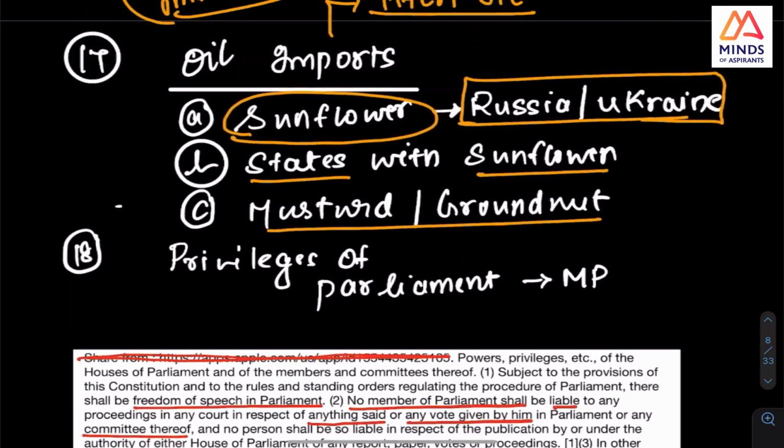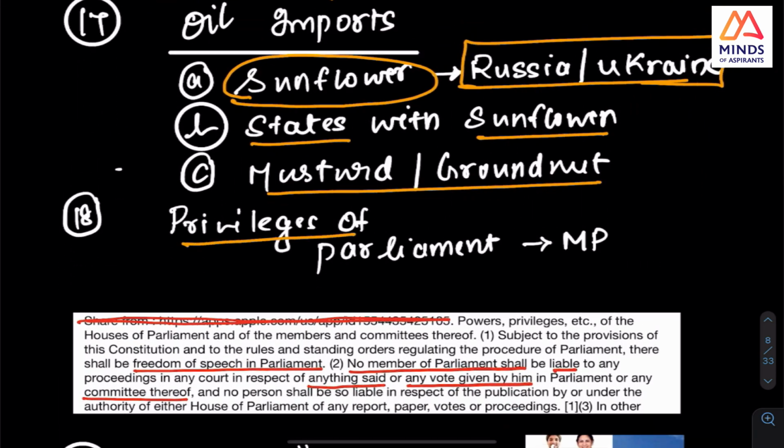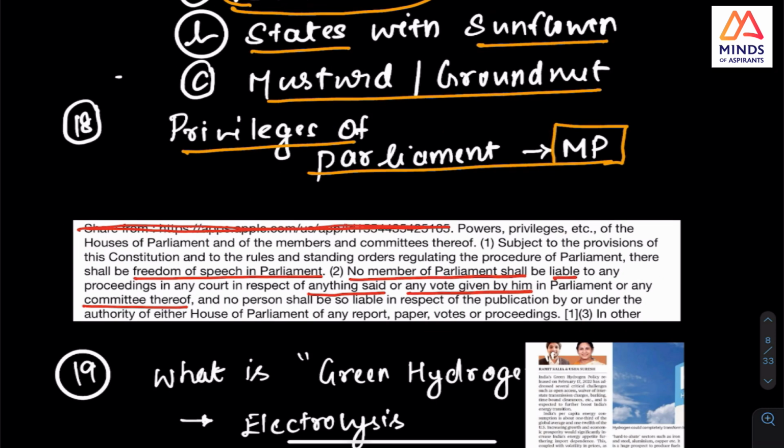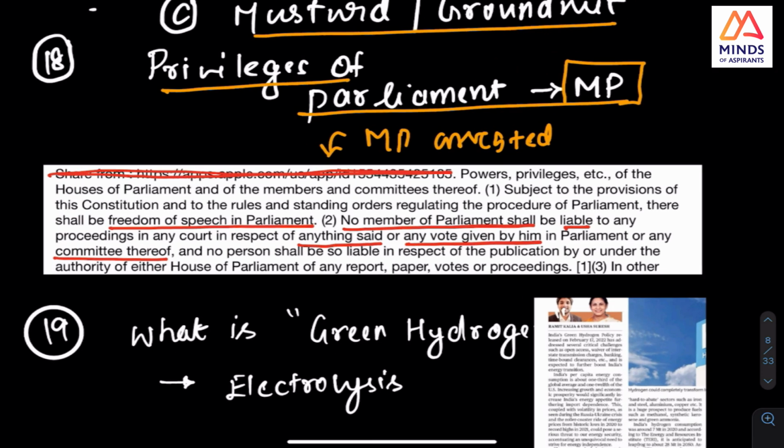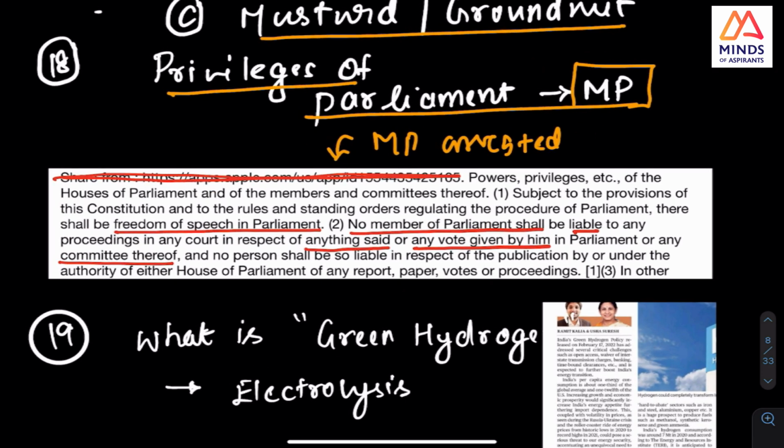Next is the privileges of Parliament or privileges of MPs. This has been in the news because recently an MP was arrested in Maharashtra and the MP has complained. So I thought I would cover privileges. If you check it, see, there is freedom of speech. No member is liable for anything said or any vote given. Please look at this.